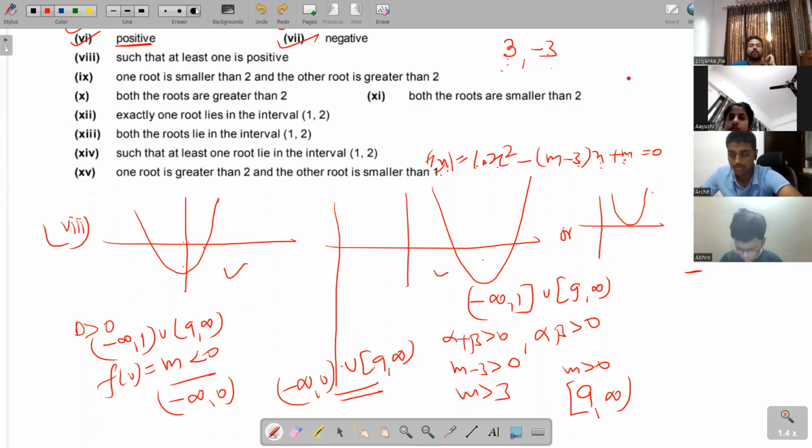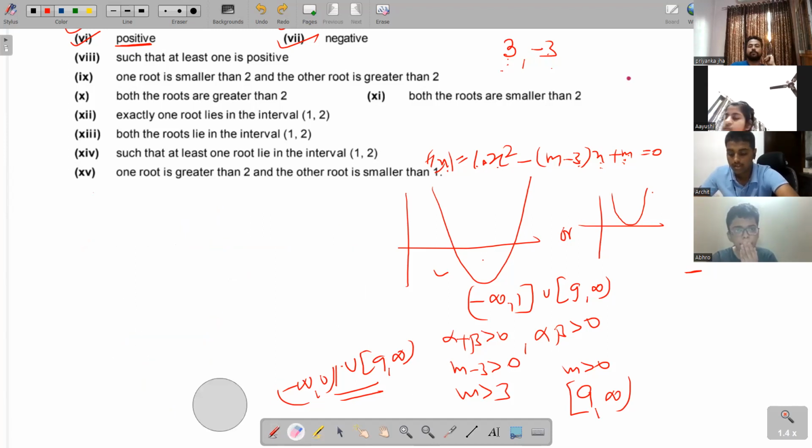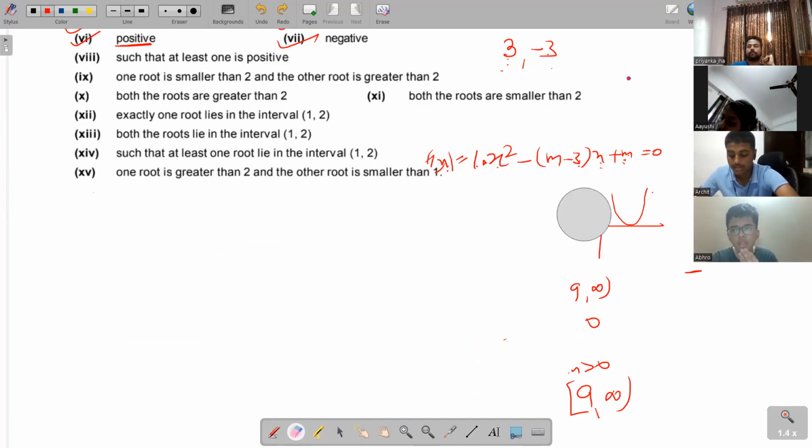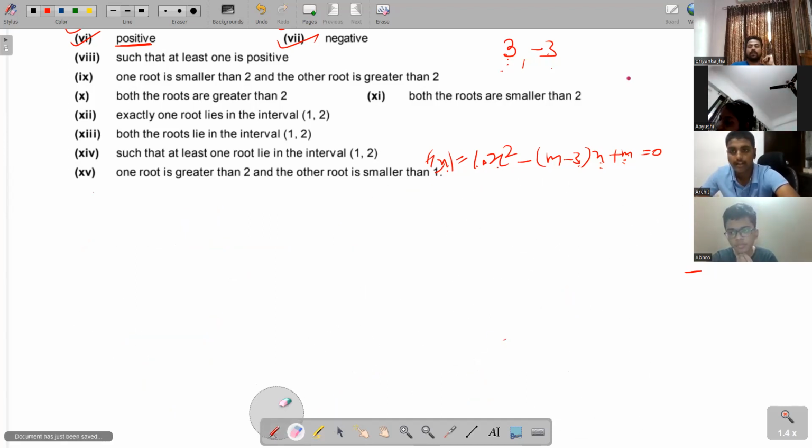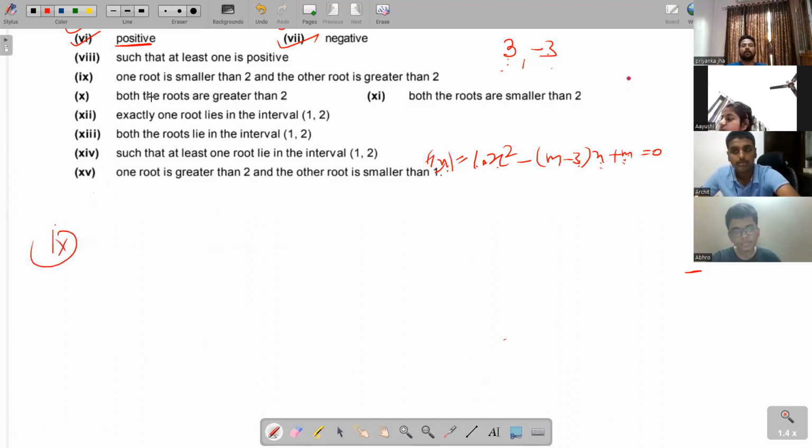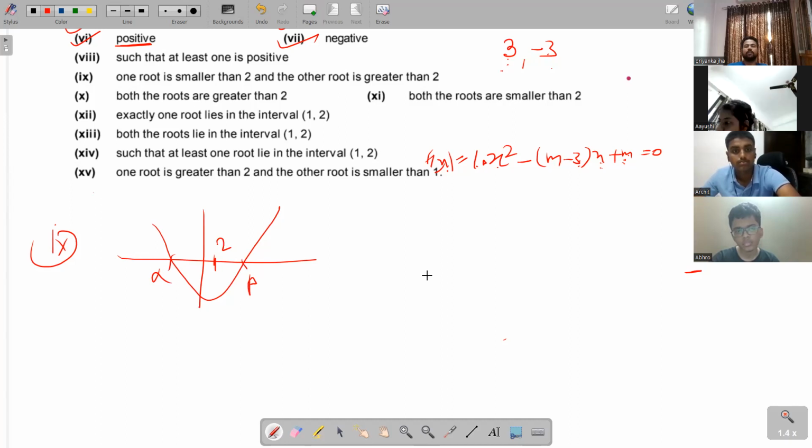Okay, ninth one is, the discriminant will be greater than 0, and alpha, beta will be... Ninth: if alpha is less than 2 and beta is greater than 2, one root is smaller than 2 and the other root is greater than 2. It means that the graph will be like this, anywhere like this. So 2 will lie between these roots. 2 will lie between roots, right?